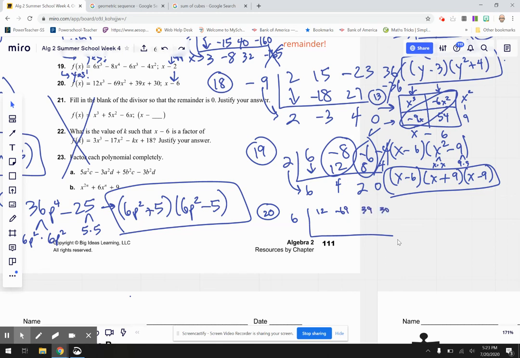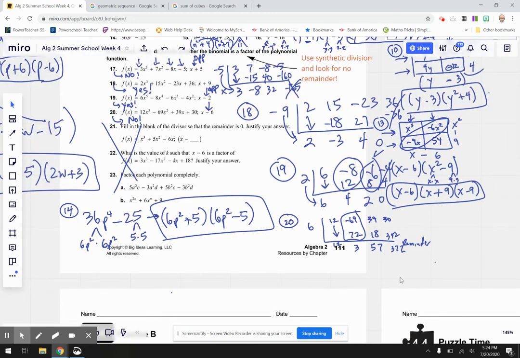So bring down the 12. 6 times 12 is 72. When you combine these two, you're going to just get a 3. 6 times 3 is 18. When you combine that with 39, because it's positive 39, you get 57. 6 times 57 is 342. That will not work. That would be 372 as a remainder. So this is definitely a no. It does not go in evenly. You'd have to get it to go in where your remainder would be 0.